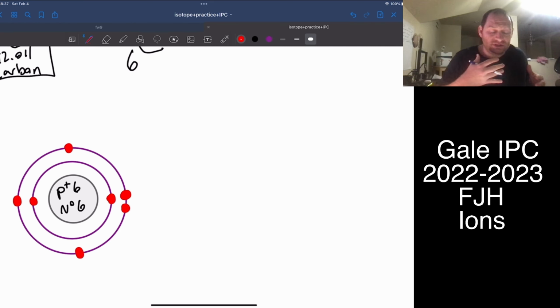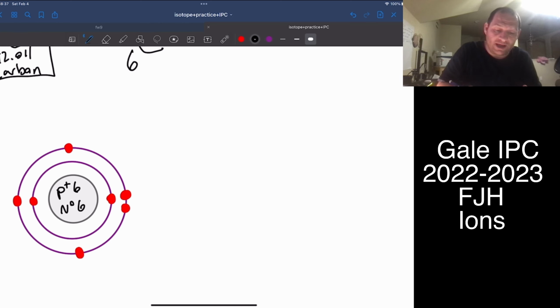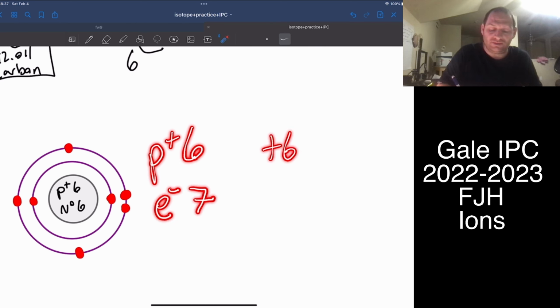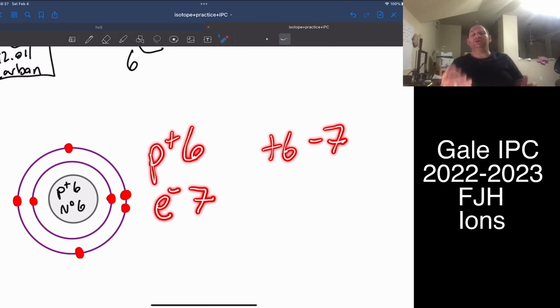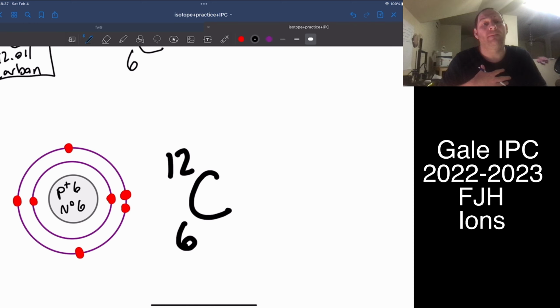So now this atom of carbon has 6 protons in the middle and 7 electrons. So our inside has a charge of +6. Our electrons have a negative charge of 7. So it's +6 minus 7. Our overall charge is -1. So we now have carbon. Protons is 6, mass is 12. Now we have an additional charge.